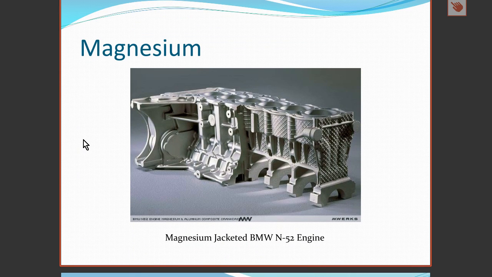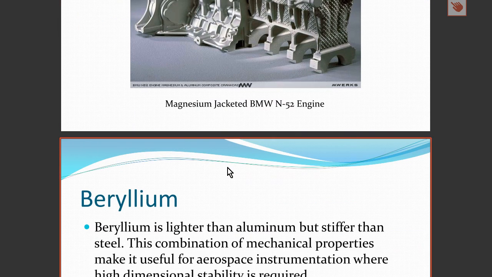However, despite this, we do find magnesium being used in mass-produced products, quite commonly, things such as camera bodies. And here we see a magnesium jacketed BMW engine. It's called jacketed because the outside is magnesium, and inside we have an aluminum core for strength and corrosion resistance.